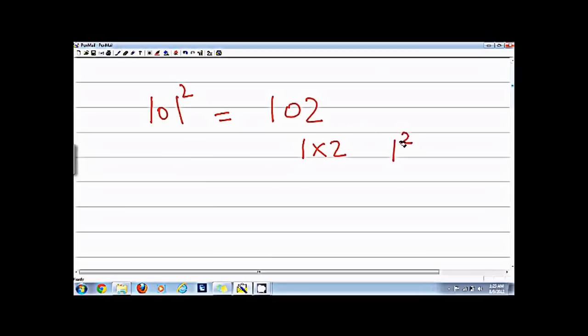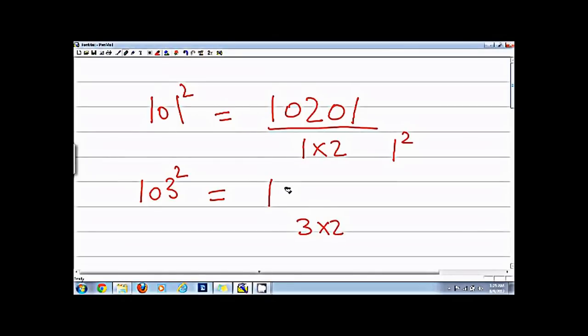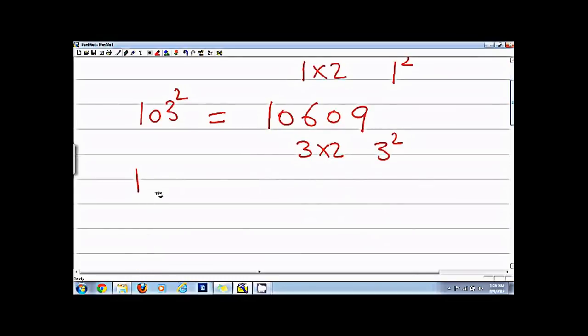So I'll write 10201. Similarly, if I have 103 and I want to take the square of that, I say 1, and then 3 times 2 is 6, so 106, and then 3 squared is 9, so 10609. Similarly, if I have 105, then I'll do 1, then 5 times 2 is 10, and 5 squared is 25. The answer is this.